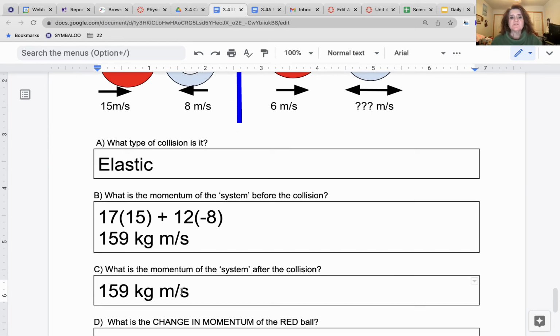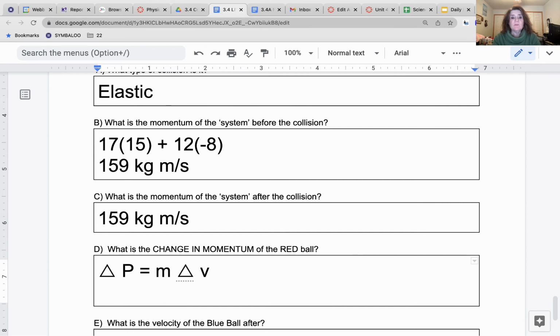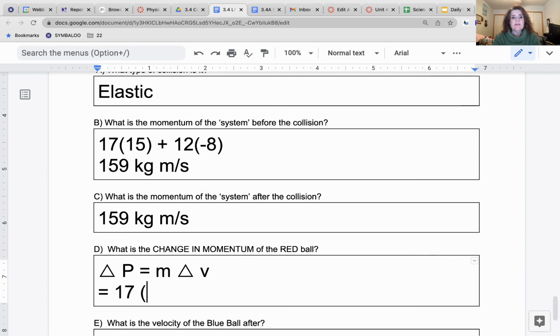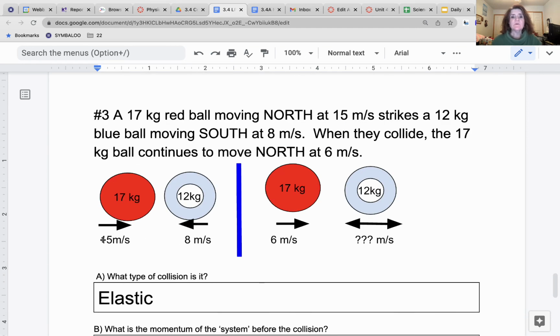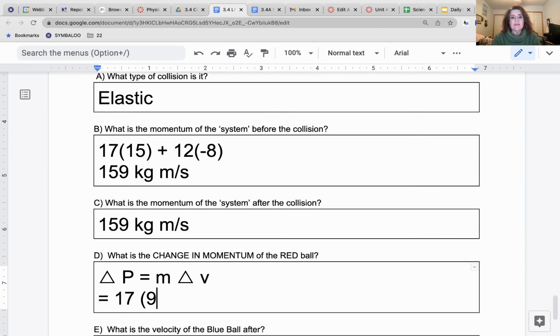Now, this asks a further question. What is the change in momentum of the red ball? Remember that change in momentum is equal to mass times the change in velocity. So the change in momentum is equal to the mass of the red ball, which is 17, times its change in velocity. Well, it went from 15 meters per second to 6 meters per second. That is a change of 9 meters per second. 17 times 9 is 153 kilogram meters per second.